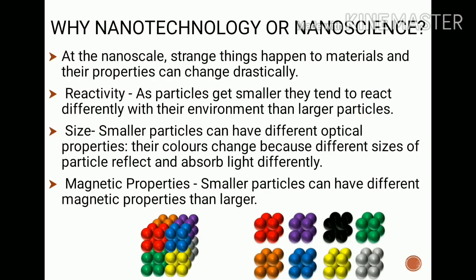Why do we have to use nanotechnology or nanoscience? At the nanoscale, strange things happen to materials and their properties, whether physical or chemical, which change drastically. The first property we are going to discuss is reactivity. As particles get smaller, they tend to react differently with their environment than larger particles. The second property is size. Smaller particles can have different optical properties; their colors change because particles of different sizes reflect and absorb light differently. Next is the magnetic property. Smaller particles can have different magnetic properties than larger particles.